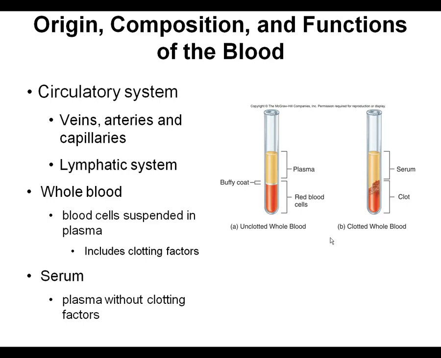Most of our immune response is going to originate in the blood. Everything but your first line of defense. The circulatory system is going to include veins, arteries, and capillaries. It also includes the lymphatic system. Within the circulatory system, we can divide our blood into whole blood or serum. Whole blood is going to be blood cells suspended in plasma that include clotting factors, whereas serum is going to be plasma without the clotting factors.